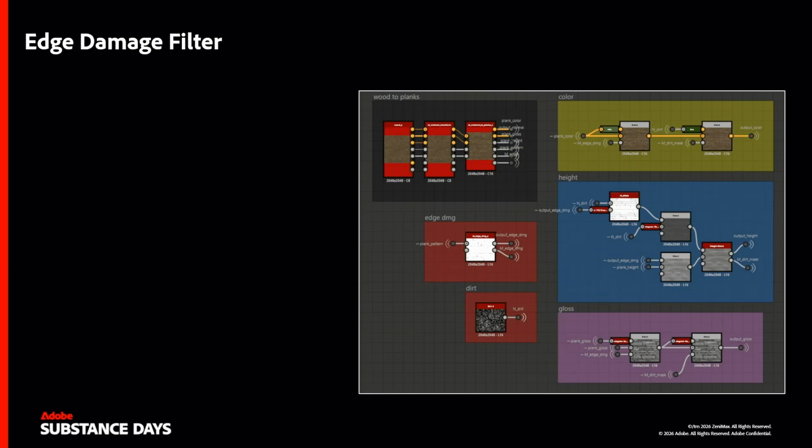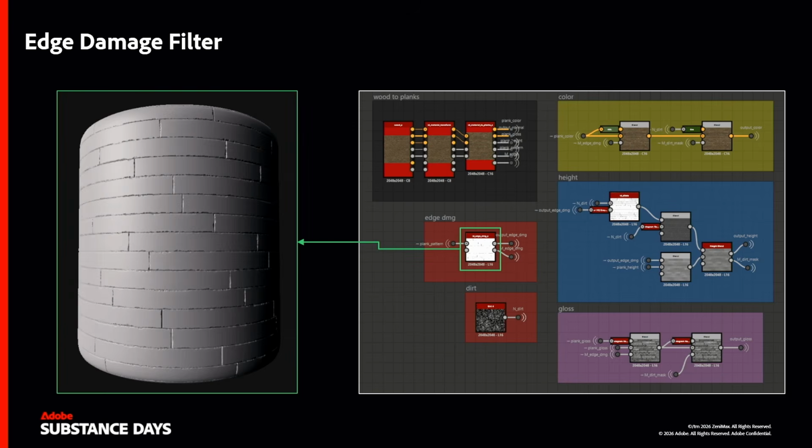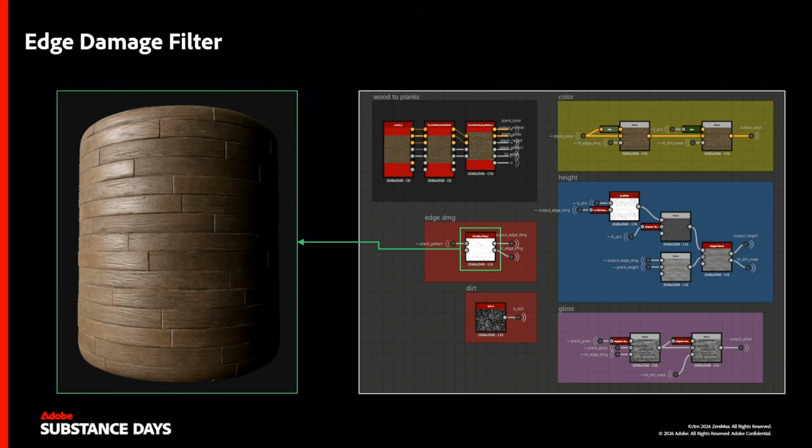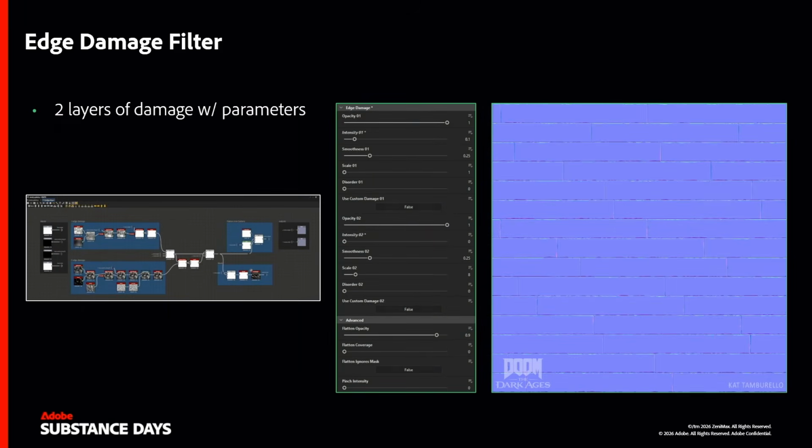Sometimes we might want to add additional details, so I continued with our modular approach. Here we can input the material to planks outputs into the edge damage filter. This builds some additional edge damage details. The filter includes a mask output, which can be used to add additional color and gloss information.